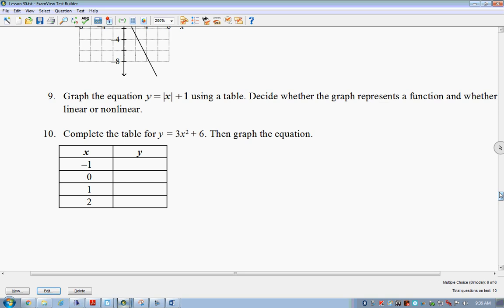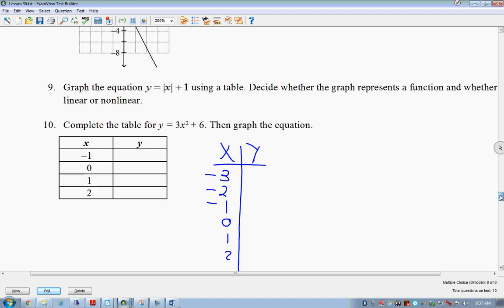Graph the equation y equals the absolute value of x plus 1. We'll use a table to decide whether the graph represents a function, whether it's linear or nonlinear. So using a table of values, let's go ahead and list all the x values we want to plug in. Can we do -3, -2, -1, 0, 1, 2, 3? Okay, let's try that.